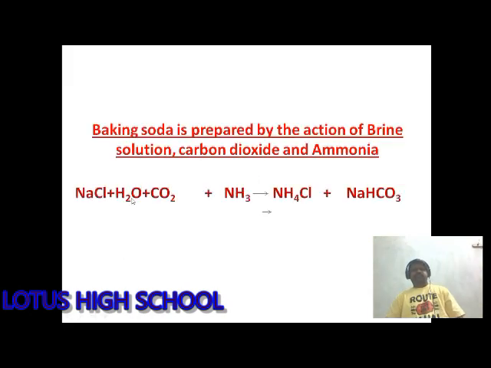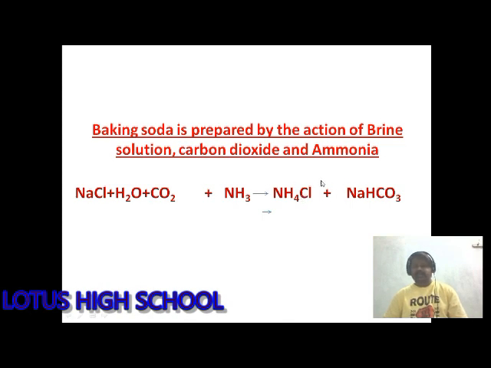Chemical reaction: NaCl plus H2O plus CO2. This NaCl plus H2O is known as brine solution. This brine solution is saturated with ammonia NH3, and these two pass from top to bottom in the plant, and carbon dioxide is sent into the tank from the bottom upward. So brine solution, carbon dioxide, and ammonia, these three react with each other. NH4Cl plus NaHCO3 will be formed. This NaHCO3 is suspended in the NH4Cl.